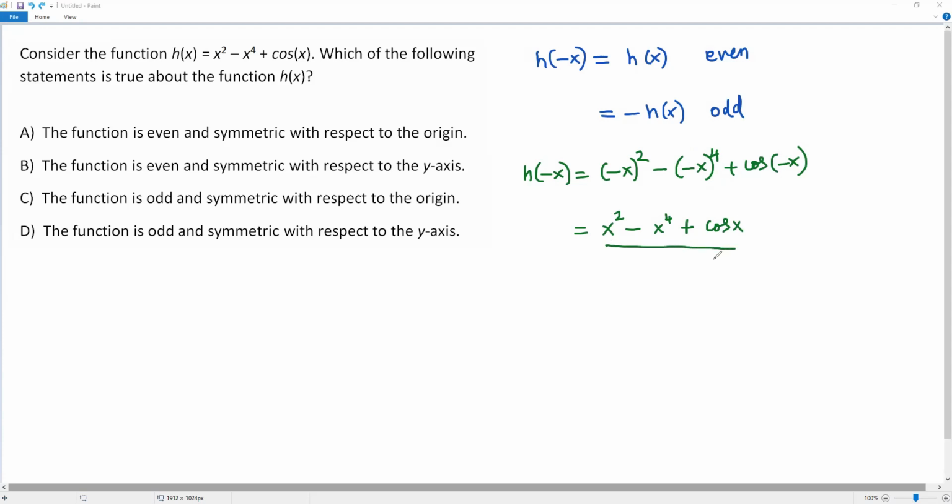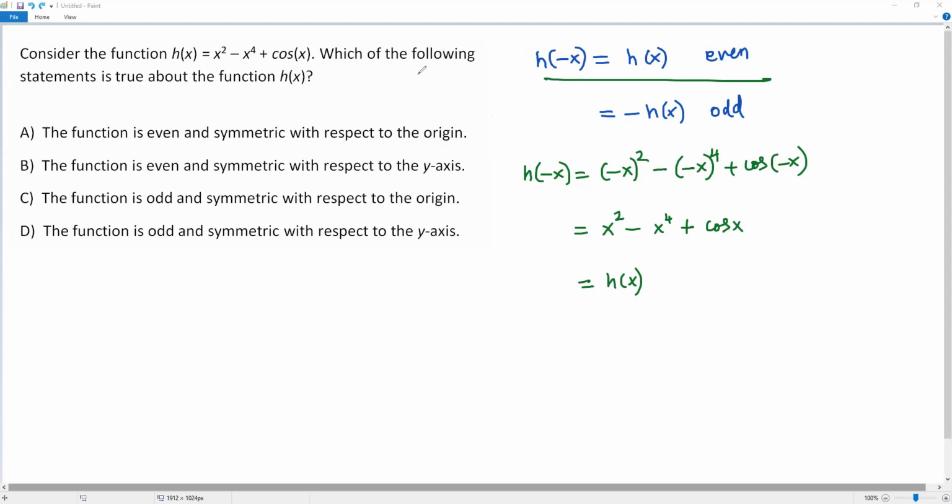Now let's consider the expression we have here. This is exactly what we have on the right side of the given function, and we know that h of x equals this expression. So we can plug in h of x. When I take negative x in place of x, that is for h of negative x, I am getting the result h of x. Since h of negative x results in h of x, the given function is even.